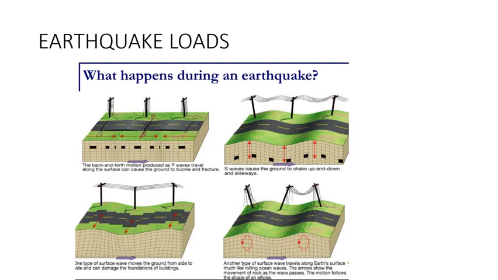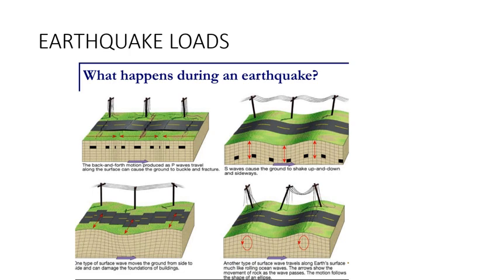So those waves, when you study earthquakes, you have the back and forth motion produced as P waves travel along the surface, which can cause the ground to buckle and fracture. We have P waves and S waves. S waves cause the ground to shake up and down and side to side. So you can say that the P waves will produce a horizontal movement for any building, whereas S waves will create a vertical movement of any building.